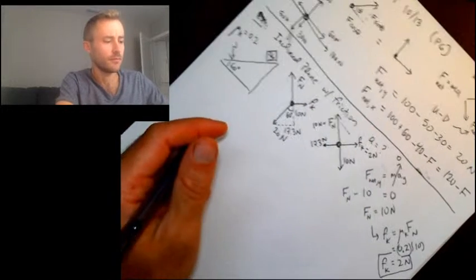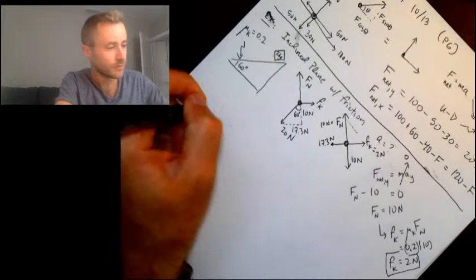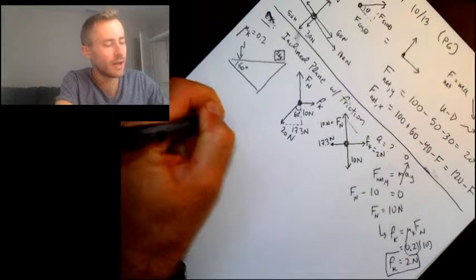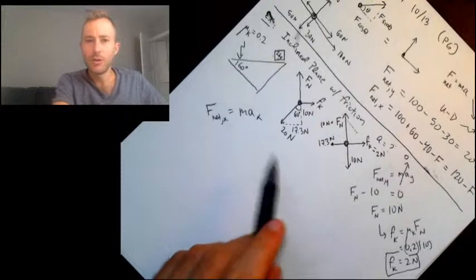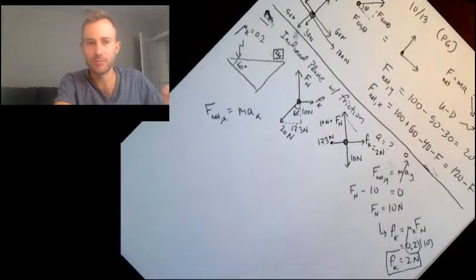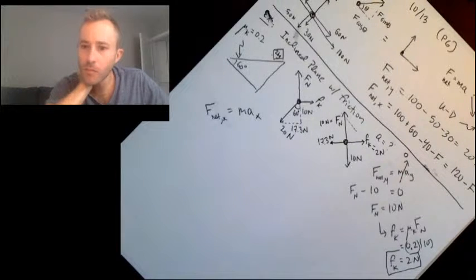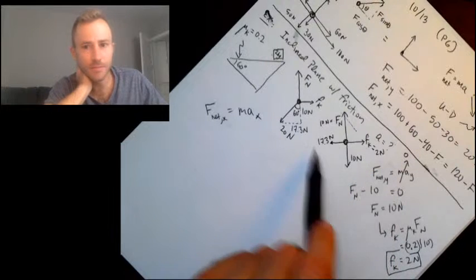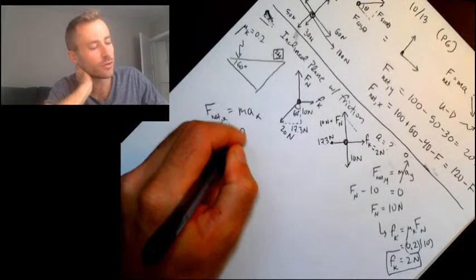Now we go to Newton's second law in the x direction. The net force in the x direction is m times a sub x. Who can give me an expression for the net force in the x direction? Type it into the chat if you know, based on this free body diagram. Whatever expression you get, it's going to be equal to 2a.